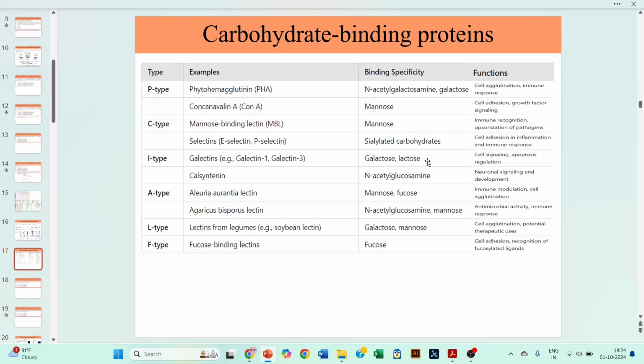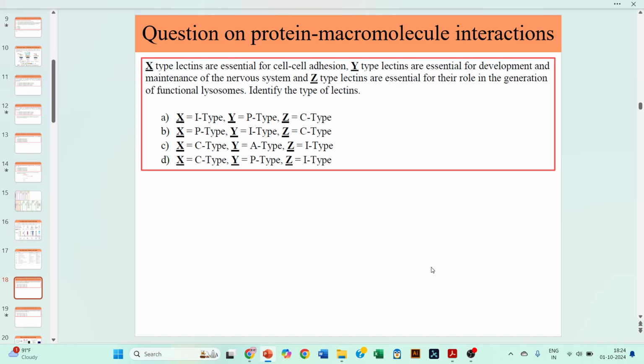I type is important for cellular signaling, apoptosis regulation, neuronal signaling and development. A type is important for immune modulation, cell agglutination, immune response and antimicrobial activity. Similarly, L type and F type you can read about. Alright. So, we will go to this question now.